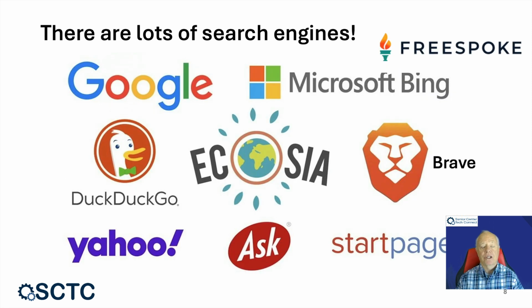So there are lots of search engines. Of course, the best known is Google, perhaps Microsoft Bing. DuckDuckGo is gaining in popularity. There's one called Brave. Brave purports to be even more secretive about blocking advertisers and such. Yahoo, Ask. Remember there was a thing called Ask Jeeves? Anyway, those are some of the search engines, and that gives you an idea of the apps that you may have on your phone or on your other devices like your computers.